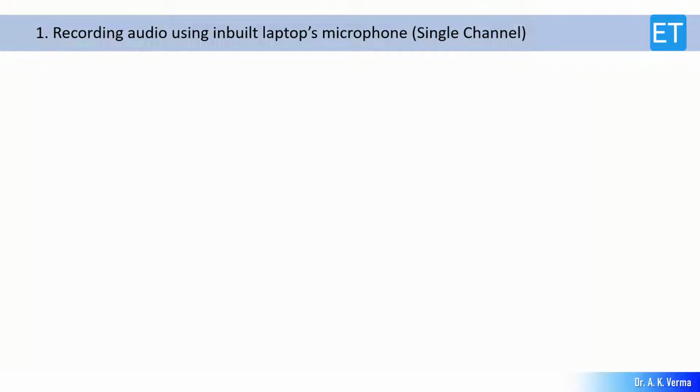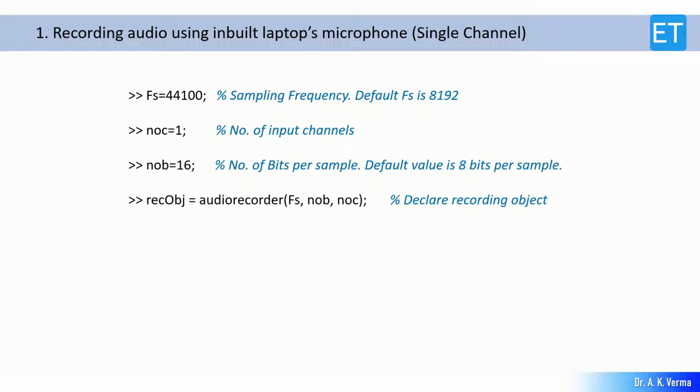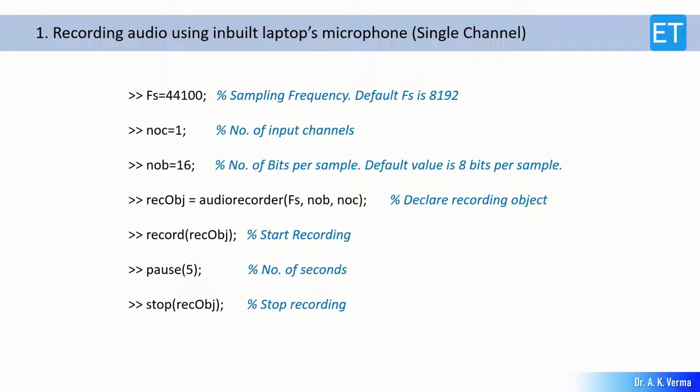Here I am going to explain how you can record your audio using the laptop's inbuilt microphone in single channel. For this, first you have to define the sampling rate. Here I have taken 44.1 kilohertz, then the number of channels, and then the number of bits per sample. Here I have taken 16. The default is 8. You can give even higher, such as 24. And now define the audio recorder object, which needs the sampling rate, number of channels, and number of bits per sample. Then by using the record command, you can start your recording. Suppose you want to record for 5 seconds, then you need to execute pause 5 and then stop this object to stop recording.